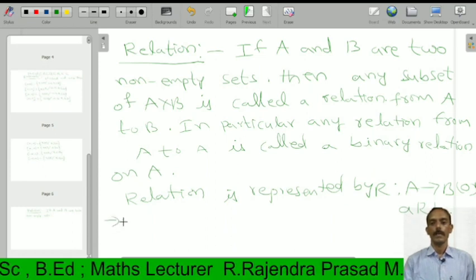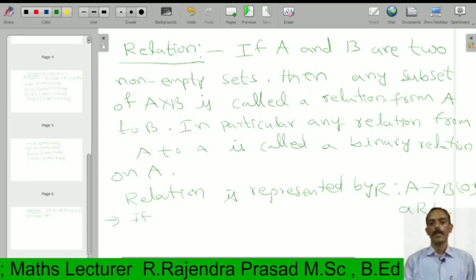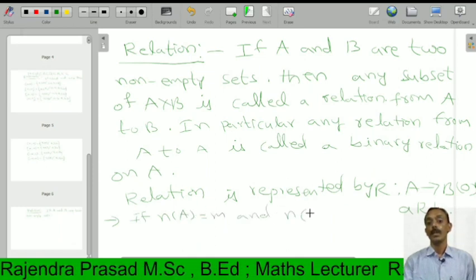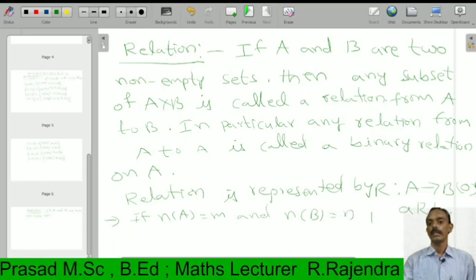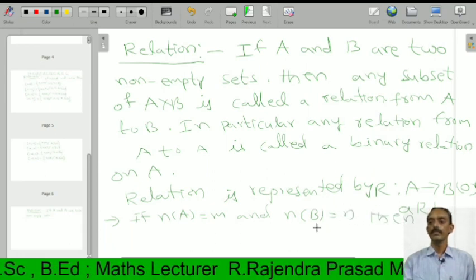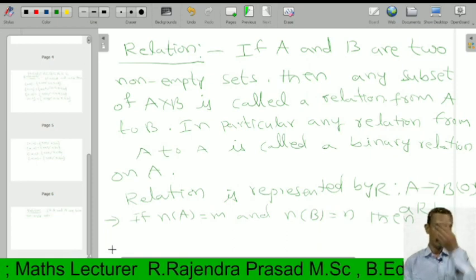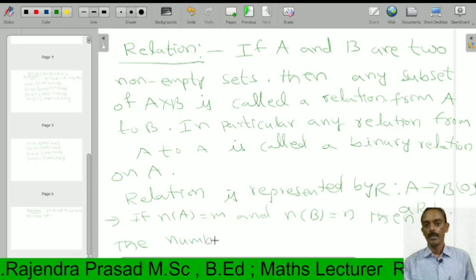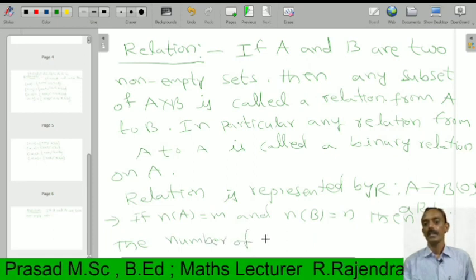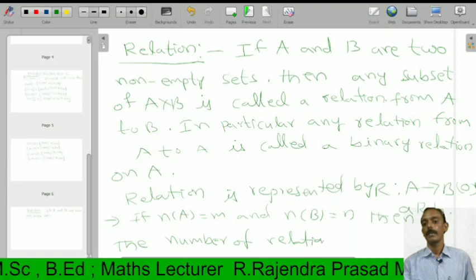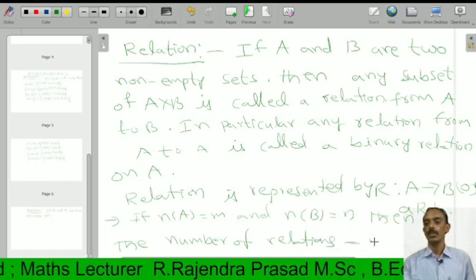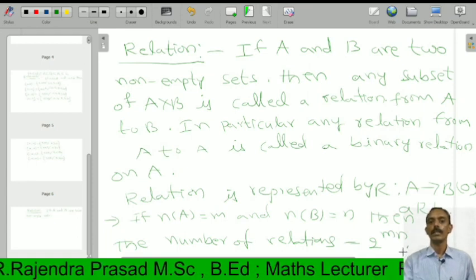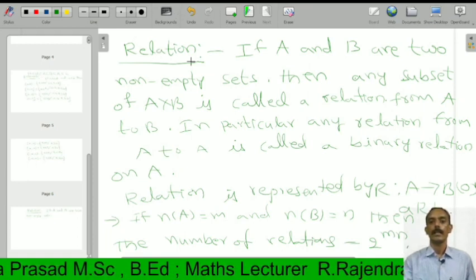Note: if the number of elements in A equals m and the number of elements in B equals n, then the number of relations equals 2 power mn.